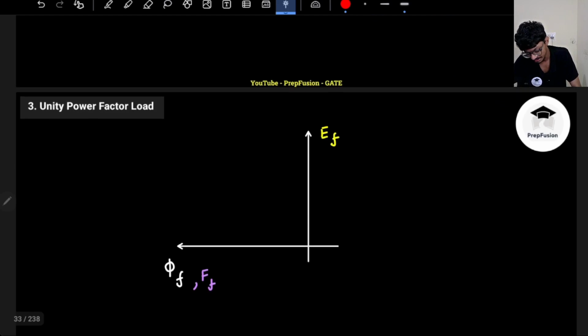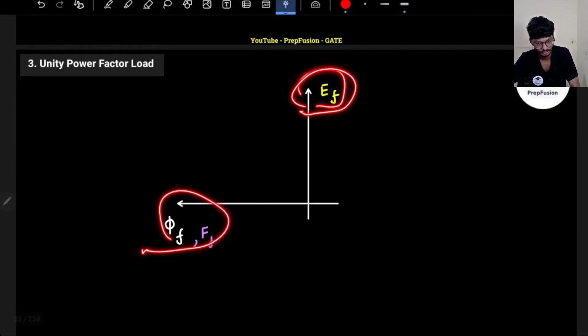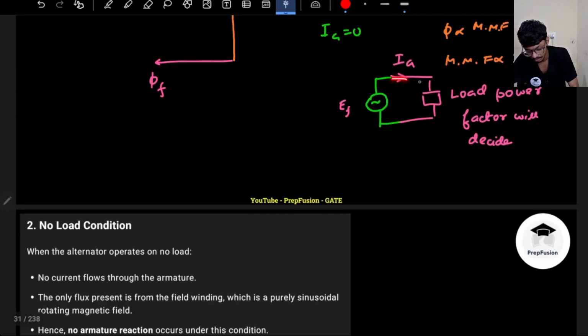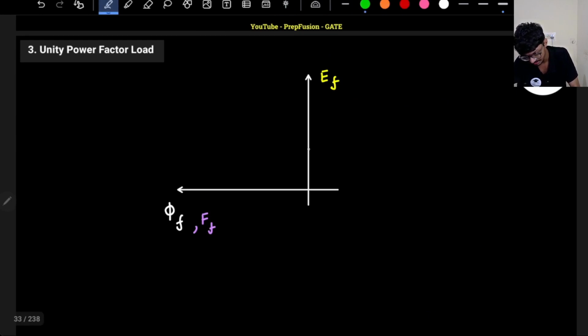Now, what happens in unity power factor? In unity power factor, this will be there: field flux, MMF, induced EMF. Due to this induced EMF, I am delivering a unity power factor load. That means the phase difference between the EMF and the current will be 0 degrees. So the IA also will lie in the same phase as the induced EMF. So IA is lying in the same phase.